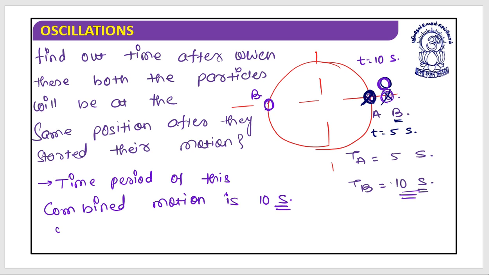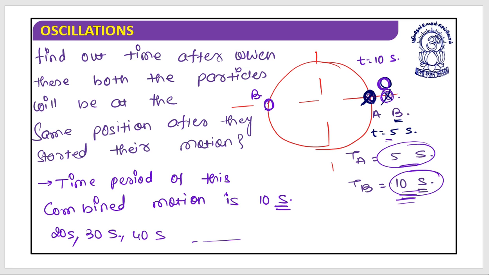Not only in 10 seconds; if you take the case of 20 seconds, A has completed 4 revolutions, B has completed 2 revolutions, so they would be at the same position. Let's take the case of 30 seconds: this has completed 6 revolutions, this has completed 3 revolutions. Let's take 40 seconds: this has completed 8 revolutions, that has completed 4 revolutions, and so on. So after every multiple of 10 seconds, they would be at the same position.